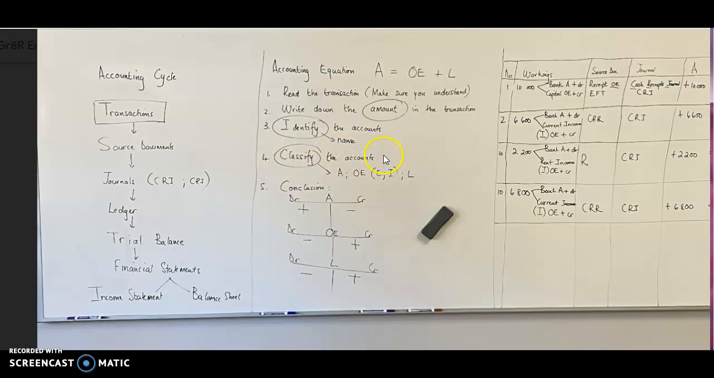Number 4, you classify what type of account this is. So is this an asset? Is it an owner's equity? Is it an expense or an income? Or is it a liability?